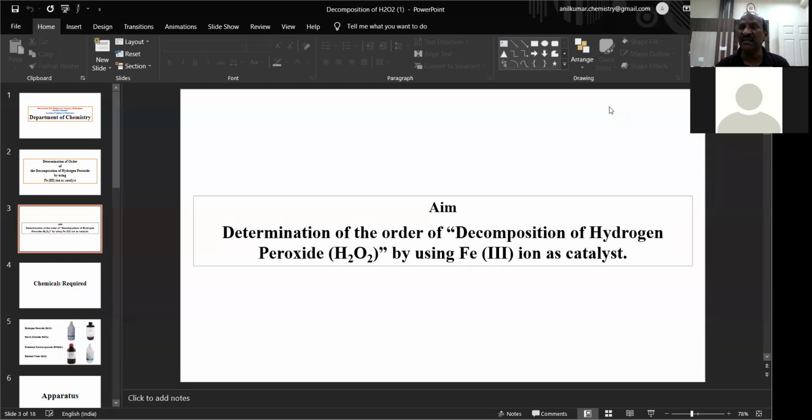What does that catalyst mean? Ferric ion. Then what will happen? Hydrogen peroxide undergoes decomposition. Then it will convert into water and liberate oxygen. So for the decomposition of hydrogen peroxide, how fast is it converting from hydrogen peroxide to water and oxygen? That rate you are going to calculate. By that we can calculate the order. Then we calculate the rate constant. So this is the aim of the experiment.